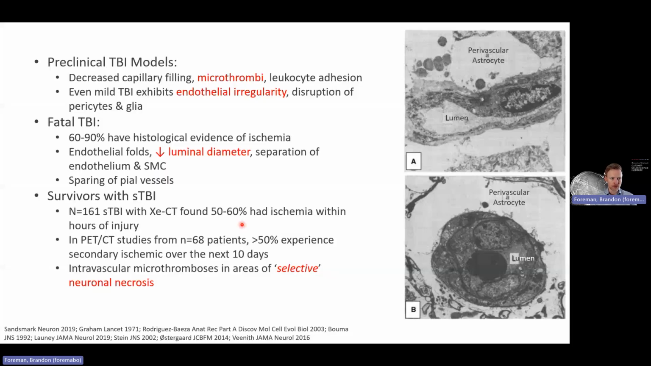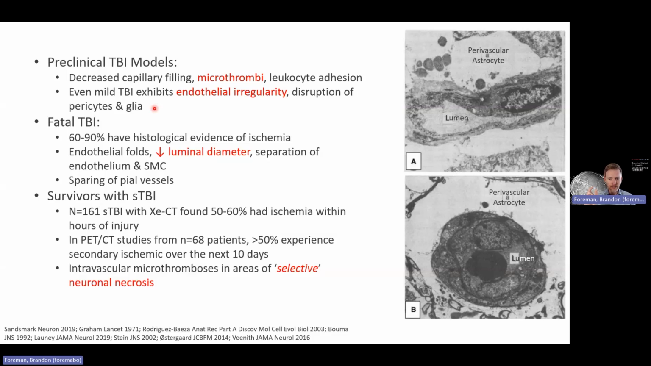But histology shows that it's actually the capillaries, not the larger arteries, that exhibit swelling of perivascular astrocytic end-feet, luminal narrowing with decreased capillary filling, endothelial disruption, microthromboses. These large vessels are spared. So the ischemia that we see is not due to large vessel obstruction, or occlusion, but it's microvascular injury. Microthromboses, for example, have been described in what's called selective areas of neuronal necrosis.